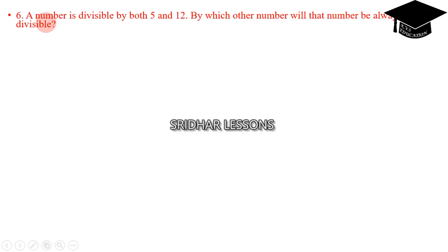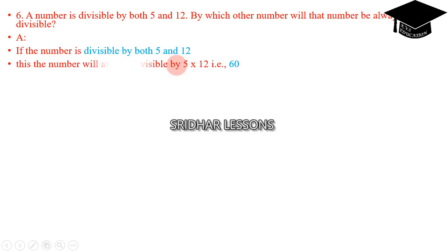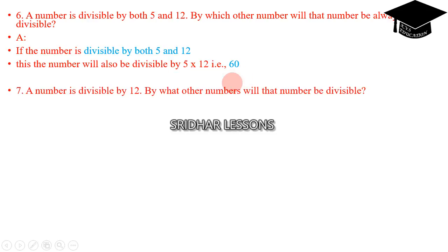Problem number 6. A number is divisible by both 5 and 12. By which other number will that number always be divisible? If the number is divisible by 5 and 12, this number can also be divisible by 5 into 12. That means 60, right?